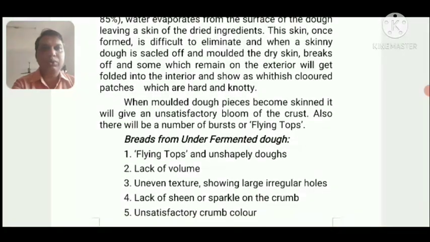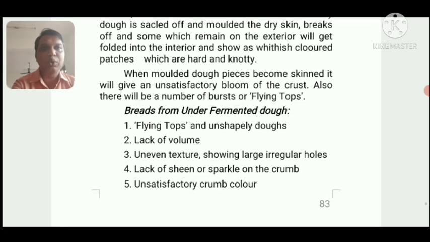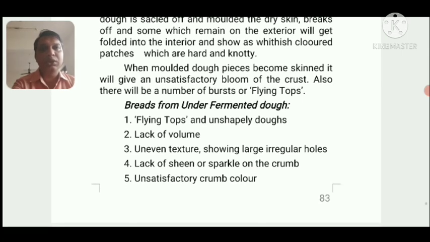So what happens when molded dough pieces become skinned? It will give an unsatisfactory bloom of the crust. Also there will be a number of bursts or flying tops. If these cracks are developed and we bake it, first of all the bloom, or the glow of the crust, does not come, and the texture of the crust does not come uniformly. You will find pores and holes on the tops, also known as flying tops.